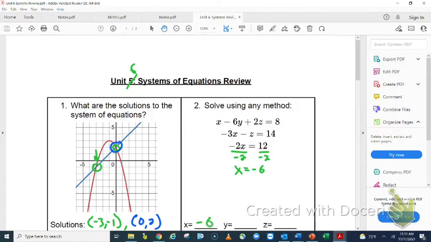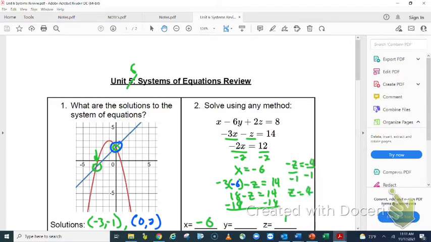And in this middle equation, I have an equation in terms of x and z. So I can take this value and plug it into this middle equation and solve for z. That's 18 minus z equals 14. Subtract 18. We get -z equals -4. Divide by -1. And we get z equals 4.